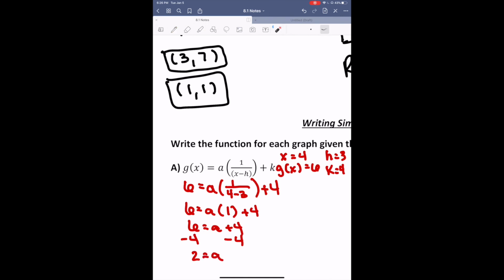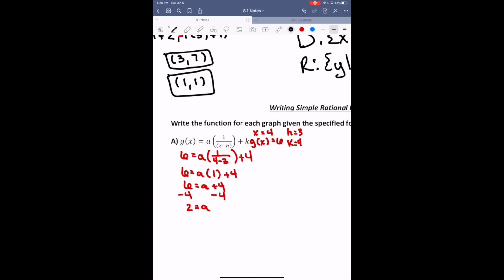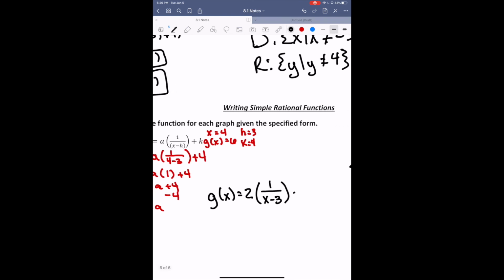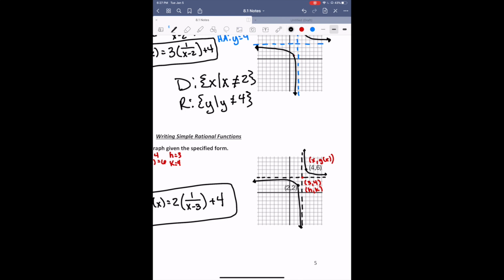Plug everything back in except for x and g of x, because remember, that can be any point on the function. And we are left with a simple rational function, g of x equals 2 times 1 over x minus 3 plus 4. How easy was that? There is the equation for the given function.